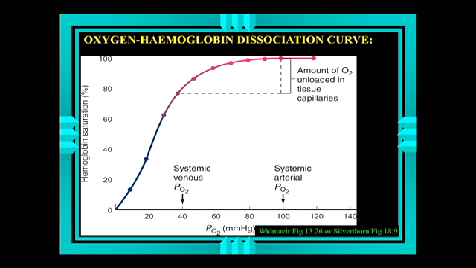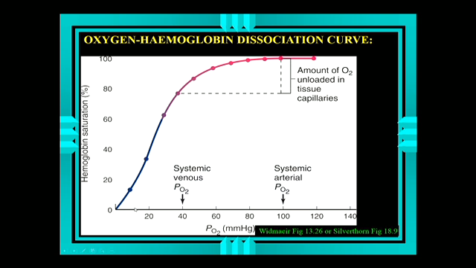Now that's important because it means we've got quite a lot of oxygen in reserve, still attached to our haemoglobin. So when somebody says to you, venous blood contains no oxygen, that's totally untrue. There's still quite a lot of oxygen bound to haemoglobin in venous blood, which we've got in reserve.